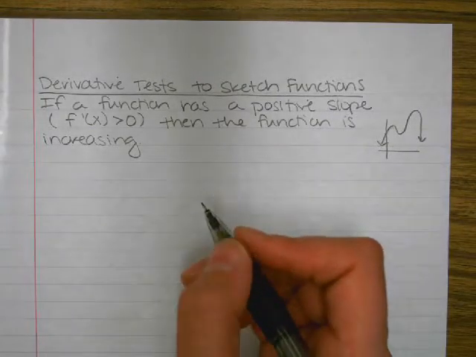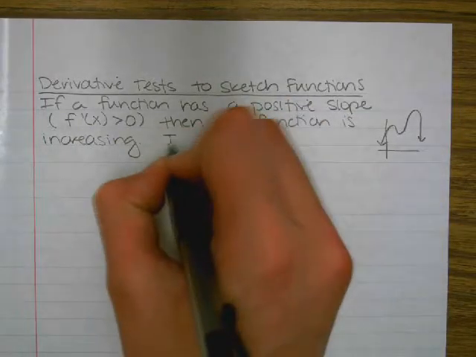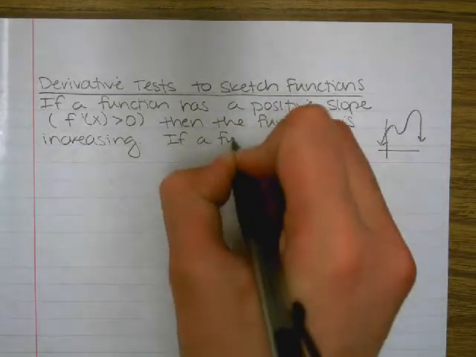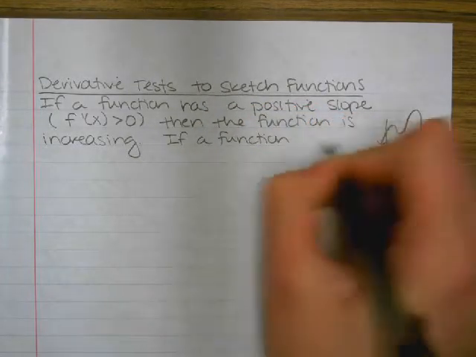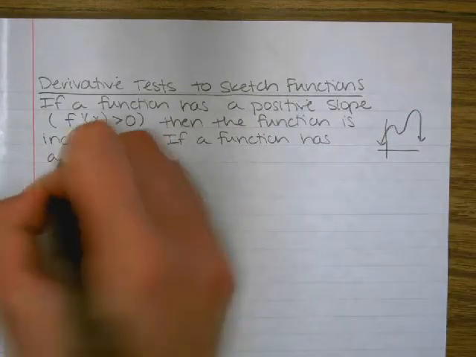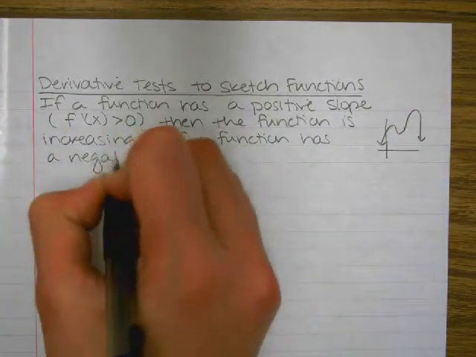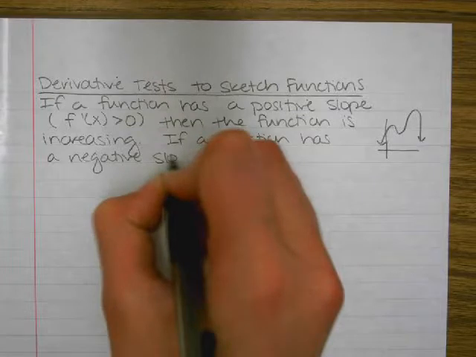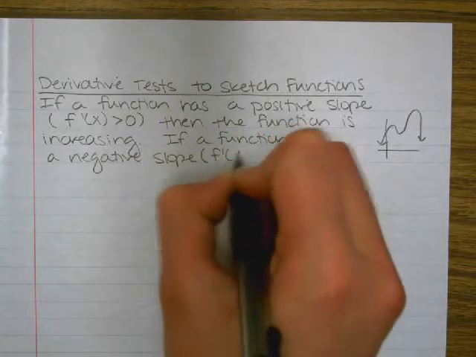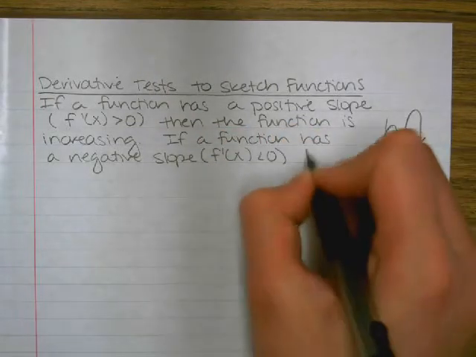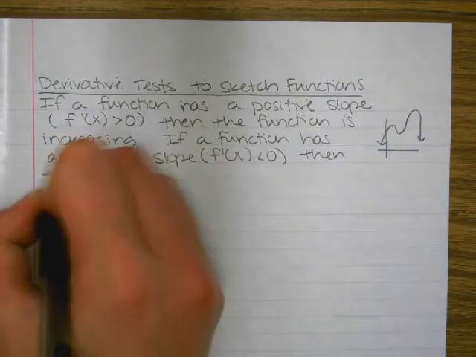So we also know that if a function has a negative slope, so the derivative is less than 0, then the function is decreasing.